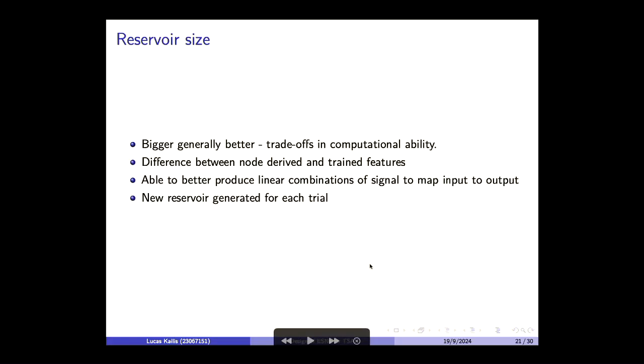And with this trial, we chose to generate a new reservoir because when we're removing the nodes, the connections between the nodes are going to change. So in order to standardize for that variation, we regenerate the reservoir each time.